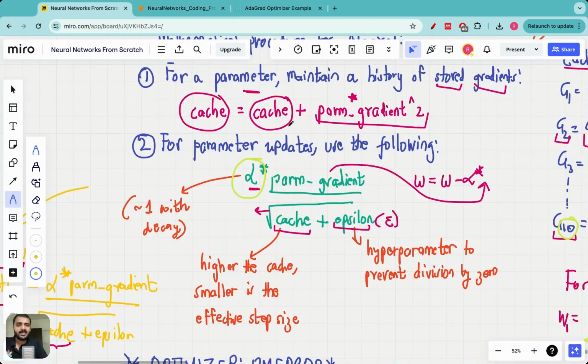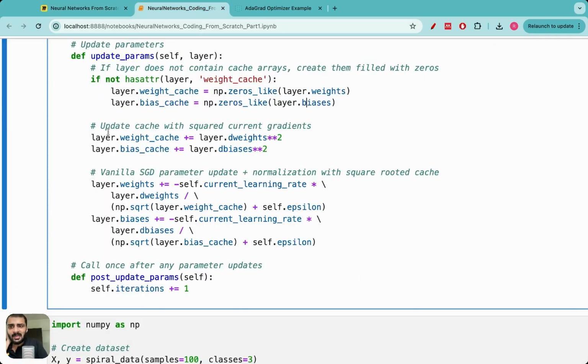And so what we will be doing here currently is that the cache value, we will be taking the previous cache and adding the parameter gradient square, right? So that's exactly what's written here. For the weight cache, we'll take the original cache. So plus equal to means we'll take the previous cache and then add the partial derivative of loss with respect to weight whole square, which is the current gradient square. Similarly, for the bias cache, we'll retain the previous bias cache and then add the partial derivative of the loss with respect to the bias whole square.